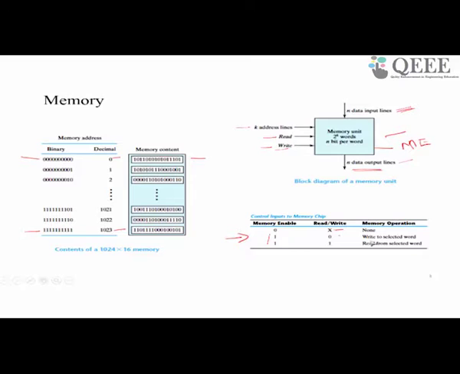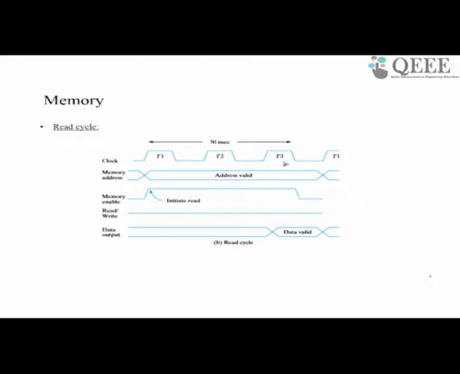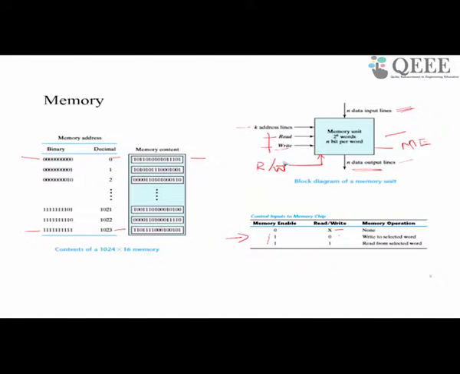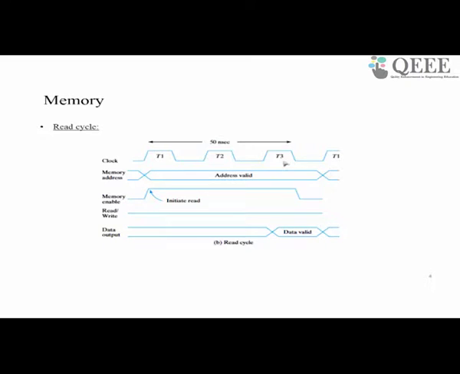Again, a point to be noted is we can have 2 separate control lines, read and write, as shown in this diagram, or there can be a single line, which can be like read bar, write bar. So if it is 1, then it is a read operation. If it is 0, then it is a write operation. Then we will move on to the next slide.